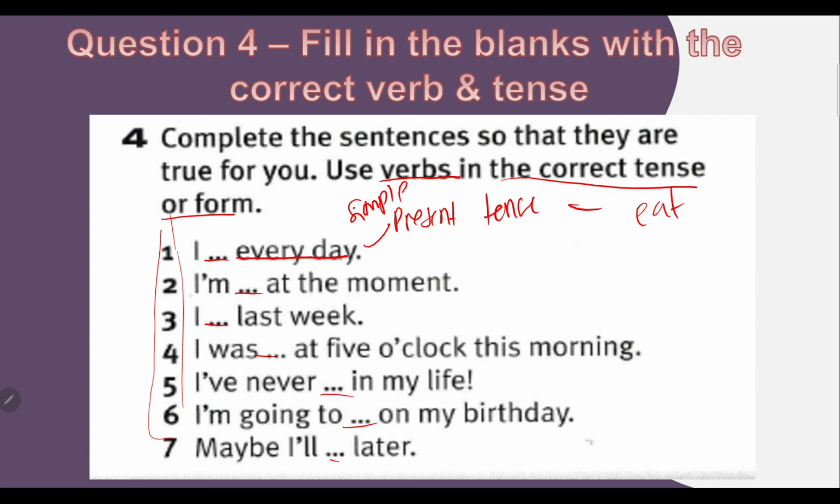So for the second question, look at the time expression. At the moment means what? So look back at the first slides, and you will get the answer. So just fill in here with the correct verb for the tenses. Very simple.